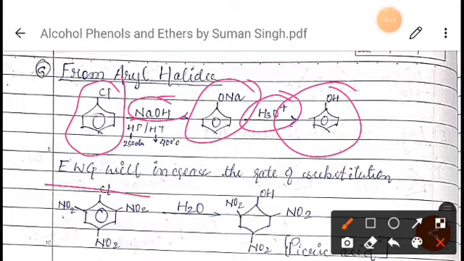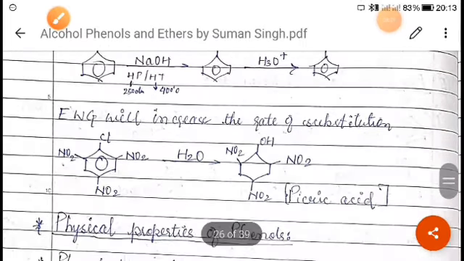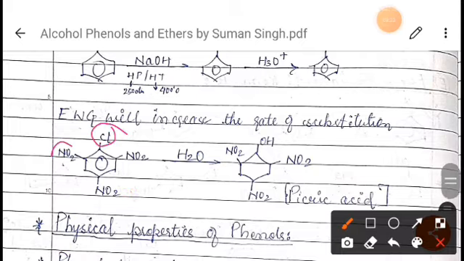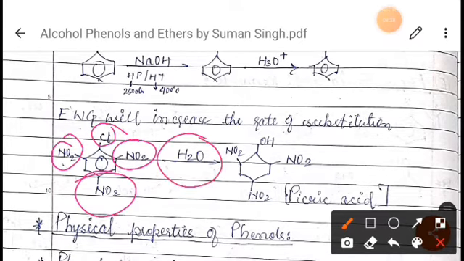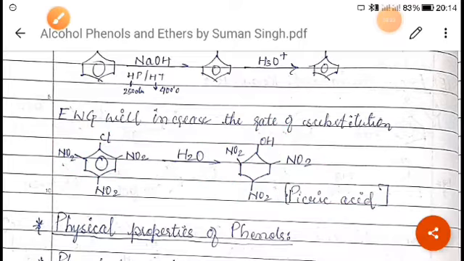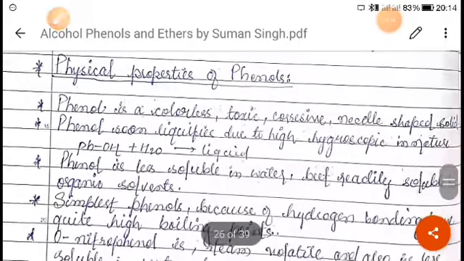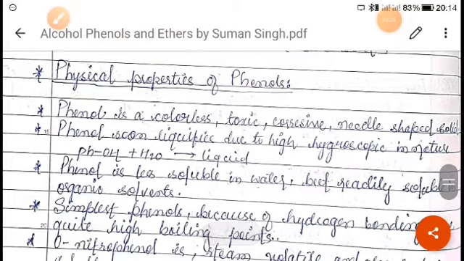Here the electron withdrawing group will increase the rate of substitution. One more example: we have taken Cl with NO2, NO2 and NO2. In the presence of H2O, we will get picric acid, with NO2, NO2, NO2 and OH. So this is picric acid. I hope you have understood how to prepare phenol from the following reagents.